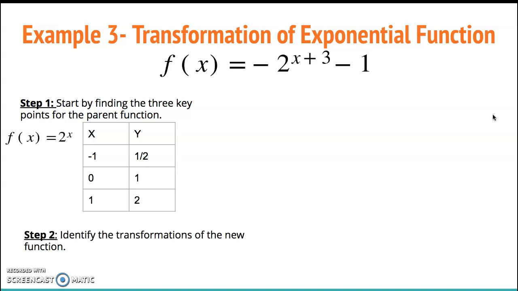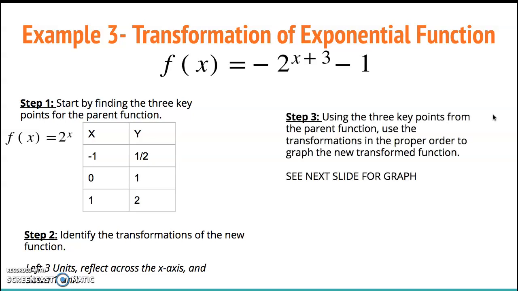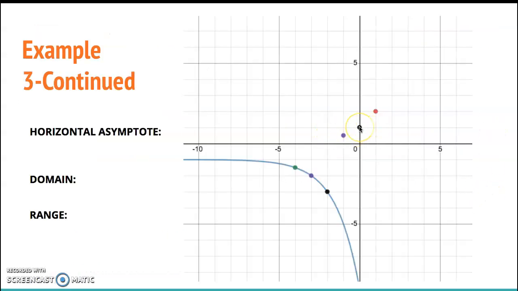Then we want to identify the transformation. So what's happening to our graph? Well, our graph is moving left 3 units, and it's being reflected across the x-axis, and then it's going down 1 unit. So once we have those 3 key points and the proper order of the transformations, we can start at these 3 points and move accordingly. So let's take a look on the next slide. So starting at (0, 1) here, if I go ahead and move that 3 units to the left, and I reflect across the x-axis and move down 1 unit, I'm now sitting at (-3, -2).